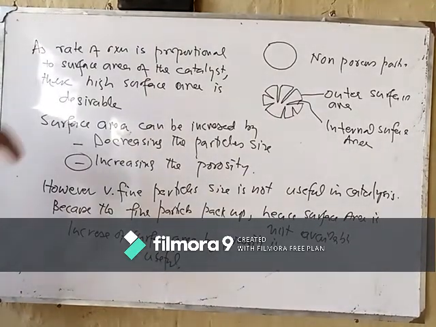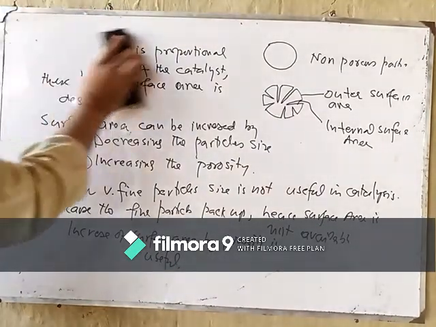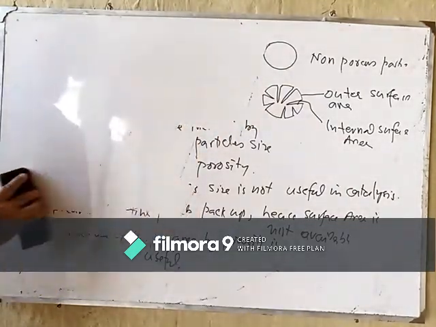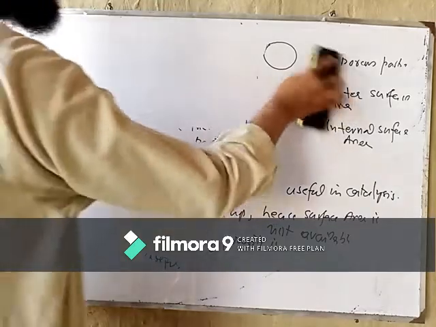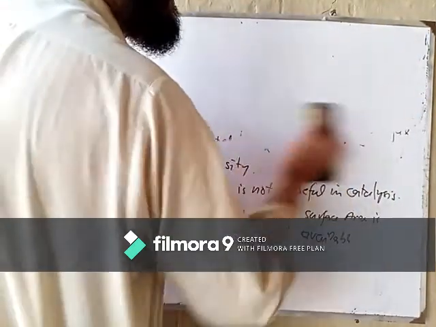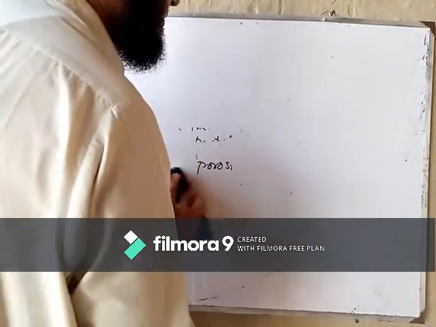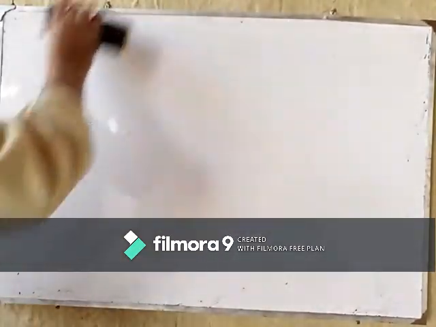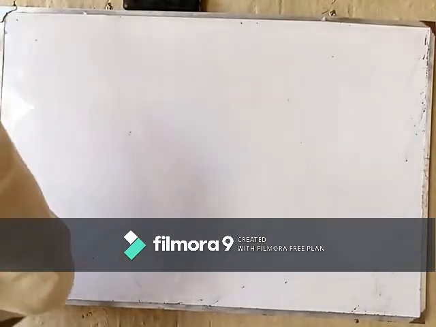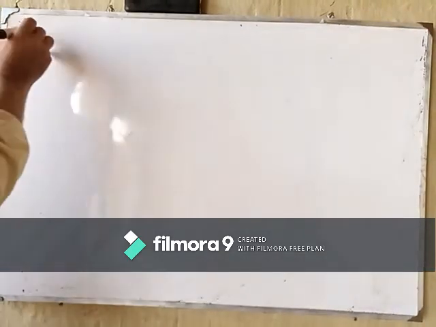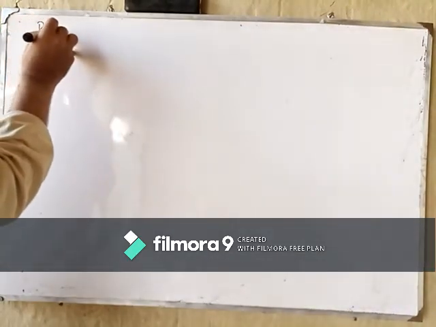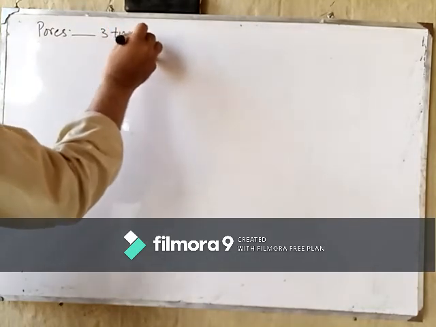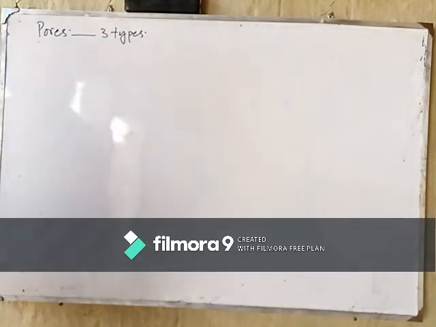Pores create करते हैं, particles को rough कर देते हैं, यानी pores उसमें create करते हैं. Pores are classified into 3 types. Catalyst में 3 किस्म के pores हो सकते हैं. Pores can be classified into 3 types.